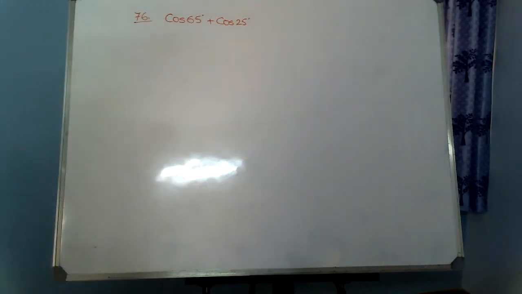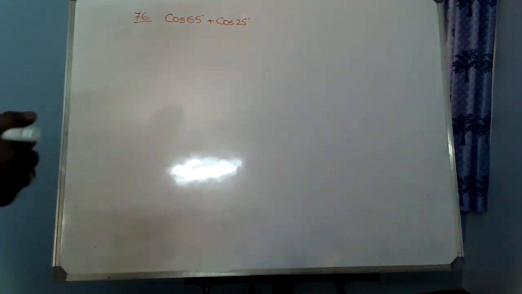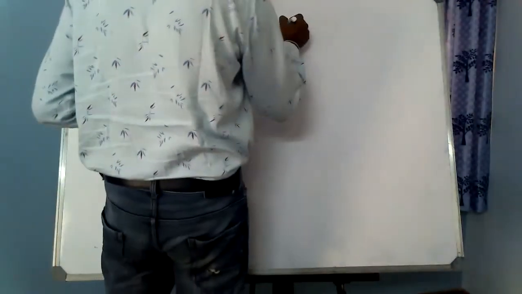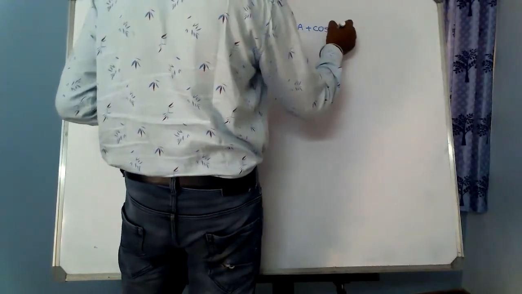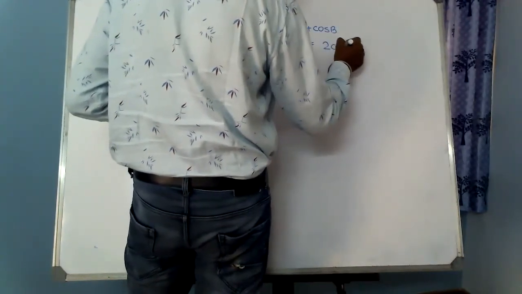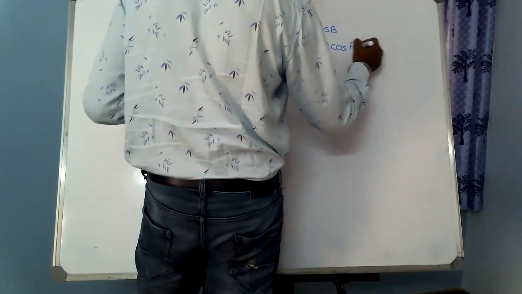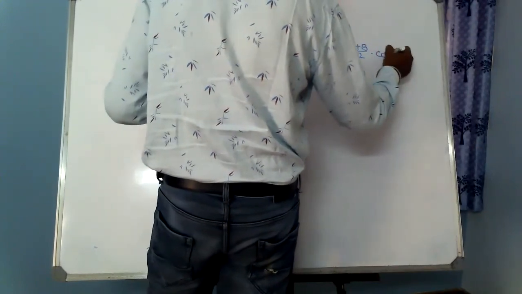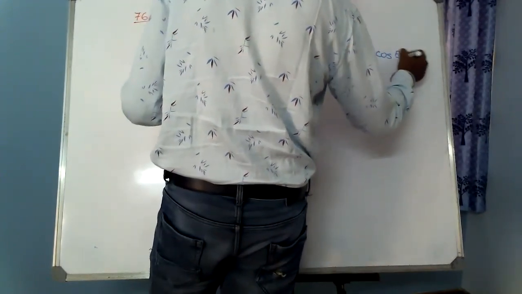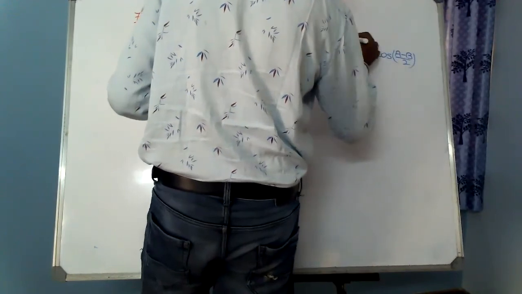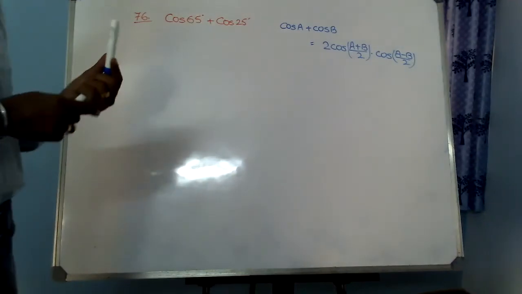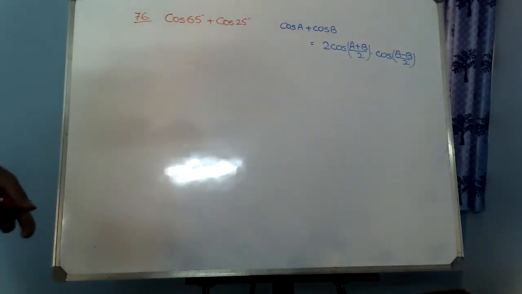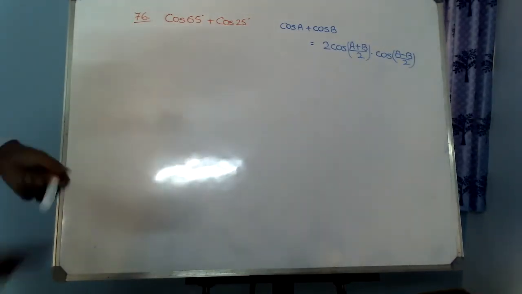We have to use here cos A plus cos B. Now, what is the cos A plus cos B formula? It's easy to remember actually. It's cos A plus cos B is equal to 2 cos (A plus B) by 2 into cos (A minus B) by 2. See how many formulas are coming, right? So all these formulas, if you remember, imagine how easy your questions will become, right? So fine, let's go here.